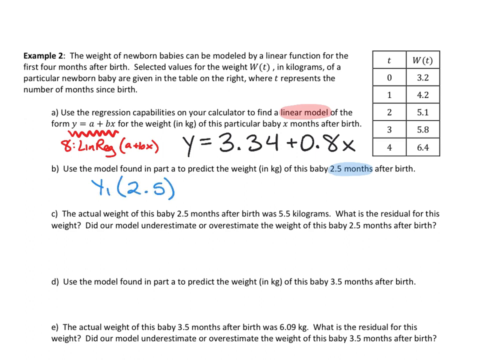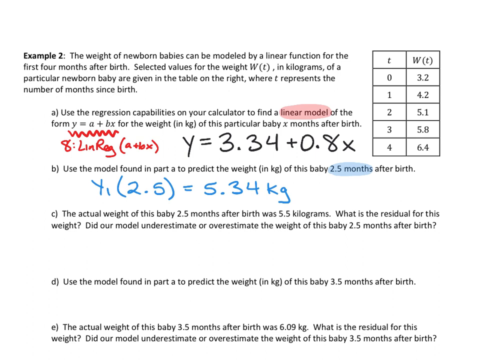Okay, if you did the regression correctly and you saved it in Y1 like I've been asking you to on that store regression equation, you should be able to press alpha trace enter, parentheses, 2.5, press enter and give me an answer. Is it 5.34 kilograms? All right, so we're assuming, based on our model, that a baby 2.5 months after birth is going to weigh 5.34 kilograms. Part C is going to ask you to decide if that was an overestimate or an underestimate of the actual weight of the baby.